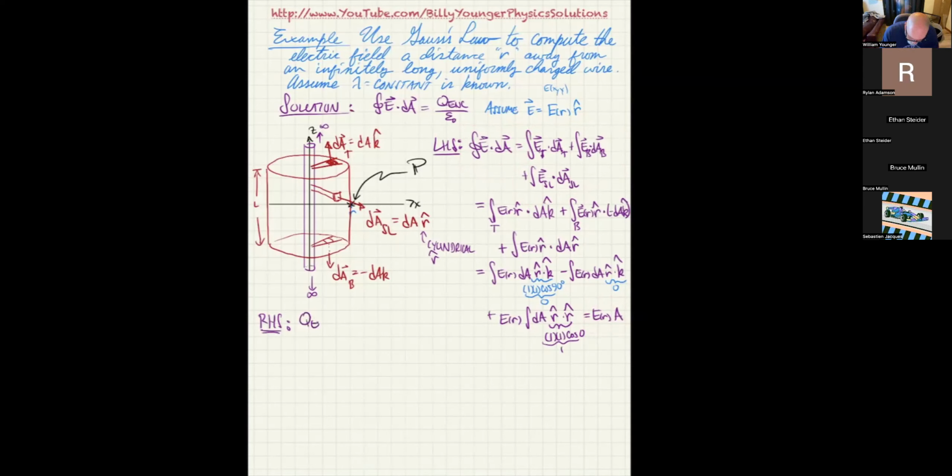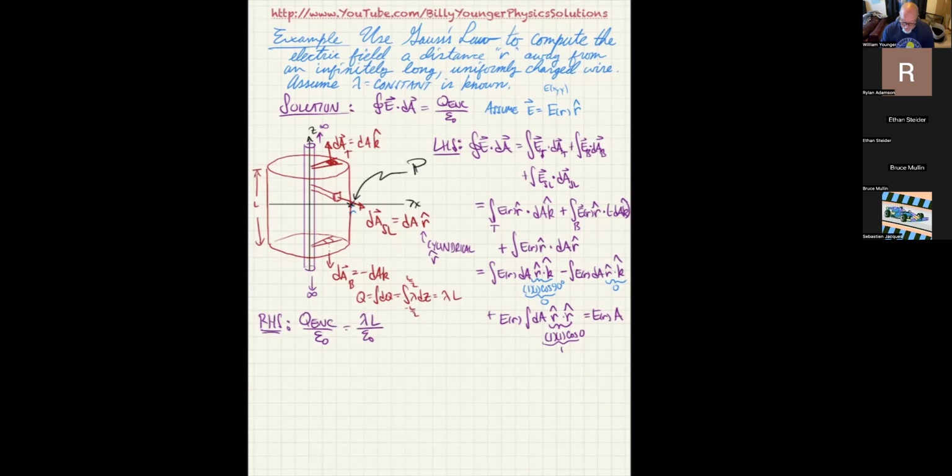The right-hand side is Q enclosed over epsilon naught. And what we said was the charge per unit length is lambda. So the charge enclosed must be lambda times L. Or you could say, for instance, Q is equal to the integral of dq, which equals the integral of lambda dz in this case, which equals lambda times L, because I'm going to go from negative L over 2 to L over 2. So that's the total charge. So the charge enclosed is lambda times L, and I'll deal with that area in a second.